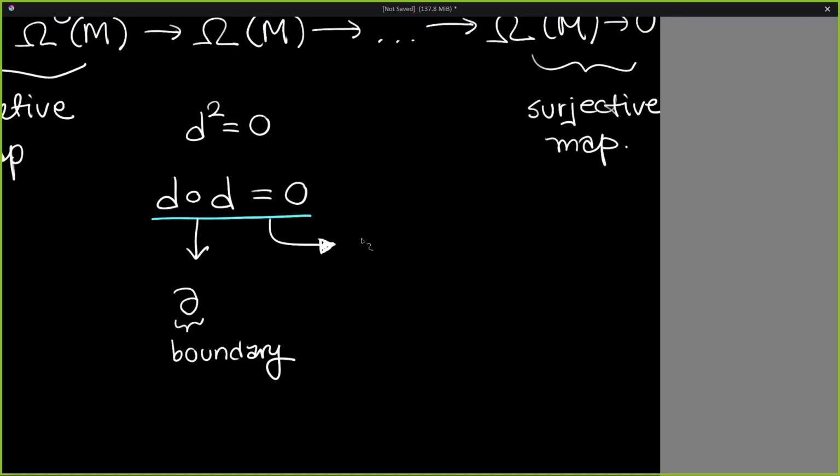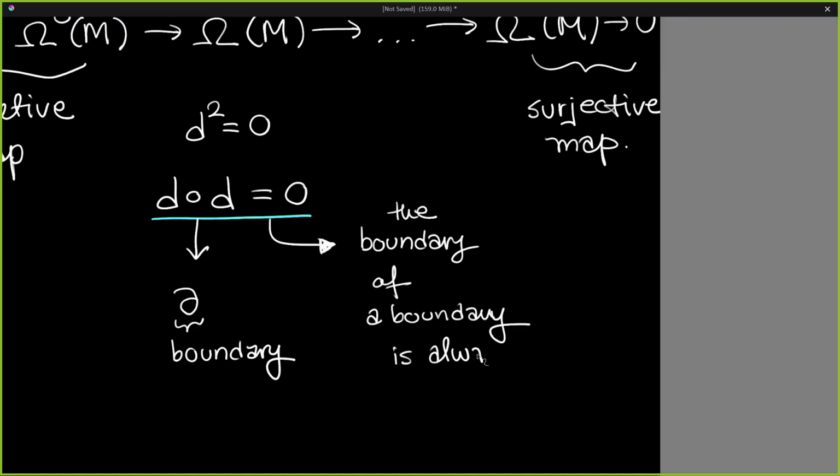So without further ado, without me giving any more caveats, what this means is that the boundary of a boundary is always 0. This is the geometric consistency condition.